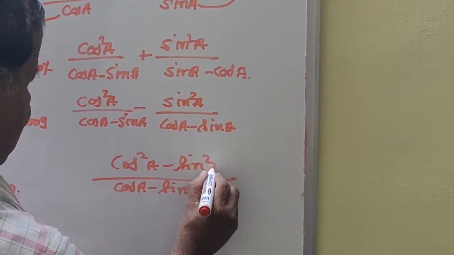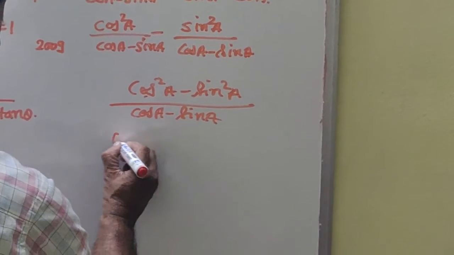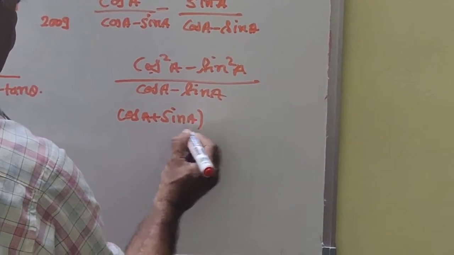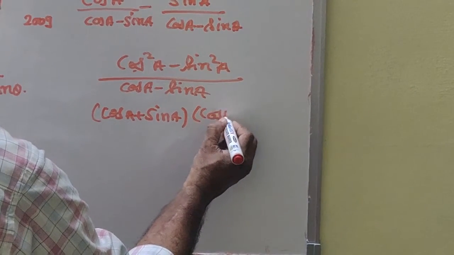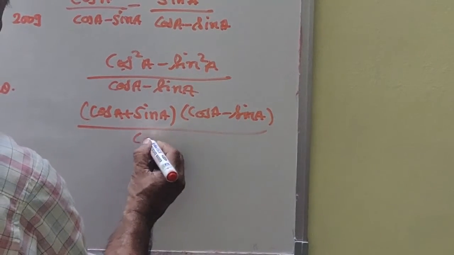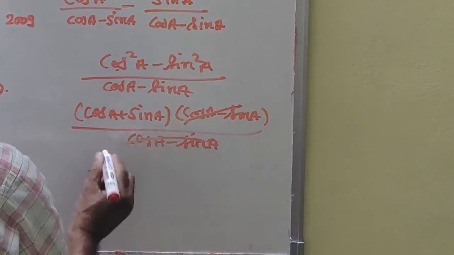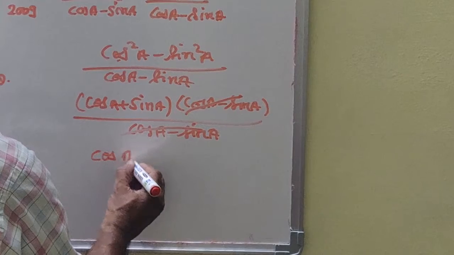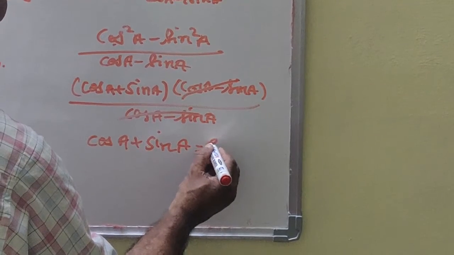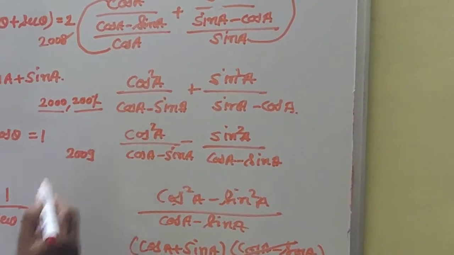Now again I am applying the formula a square minus b square in the numerator, so that I will get cos A plus sin A, then cos A minus sin A upon what I am getting, cos A minus sin A. This bracket will get cancelled, then what will remain here, cos A plus sin A. This is your RHS and the required answer for the given problem. You understand this one? Very important. Yes, in 2000 and 2007, two times.